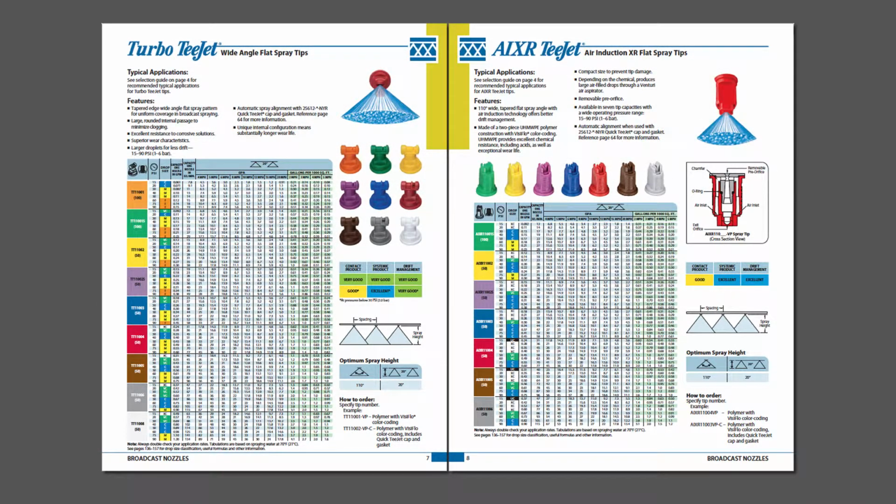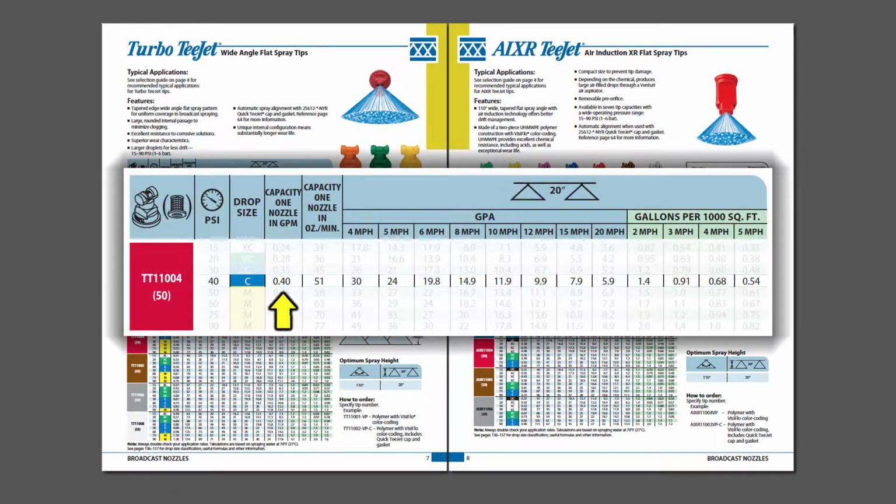So if I scroll down here, I can see that if I select the TT11004 nozzle and operate it at 40 psi, I have that exact flow rate of 0.40 gallons per minute that I need for this application.